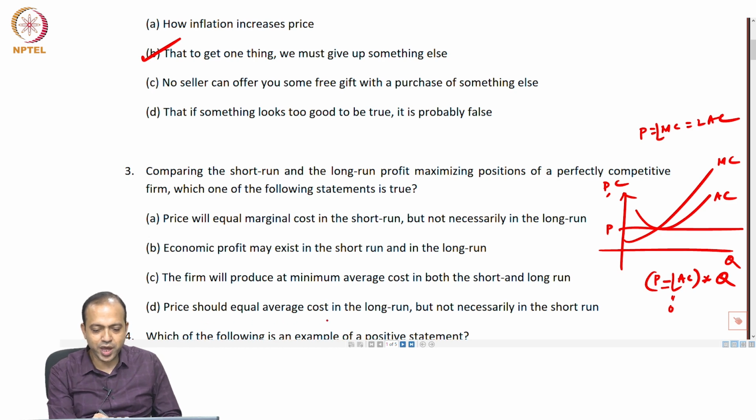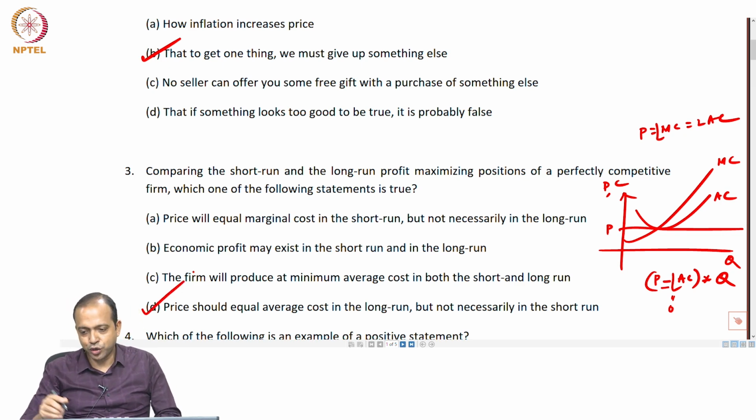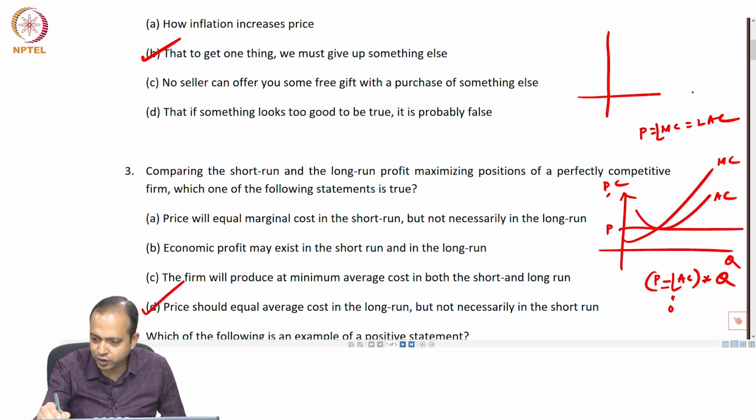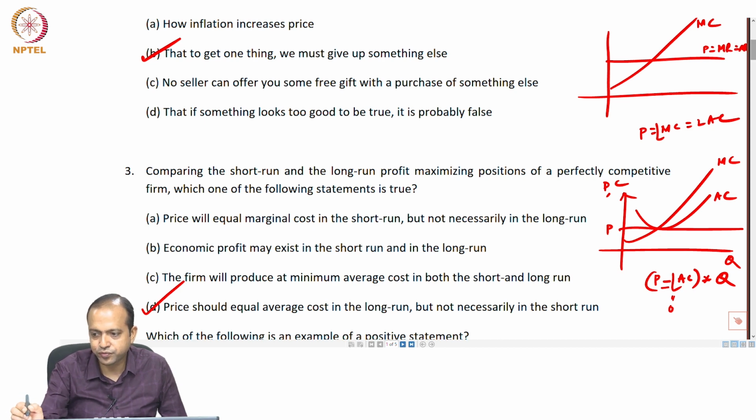Price should equal the average cost in the long run, but not necessarily in the short run. That is the condition. Because in the short run equilibrium of a perfectly competitive firm, this is the demand. Let us say this is MC, this is MR, this is P equals MR equals AR, that is what we said. So, that means this is equilibrium.